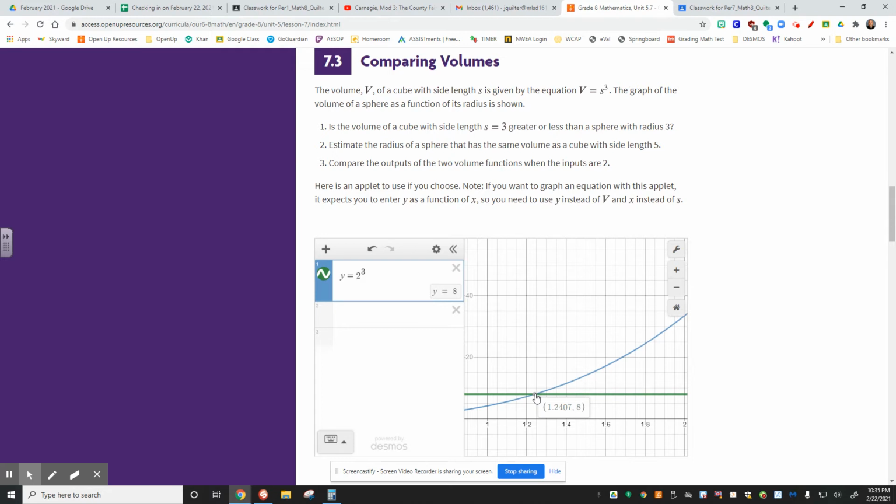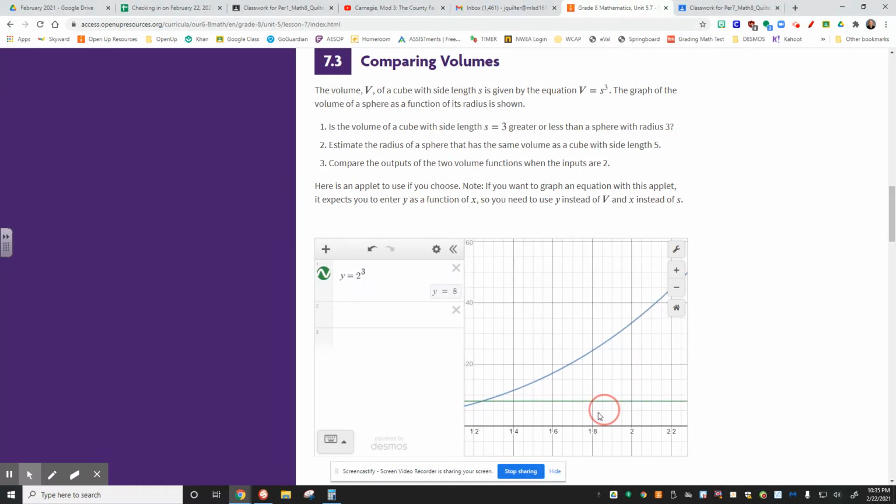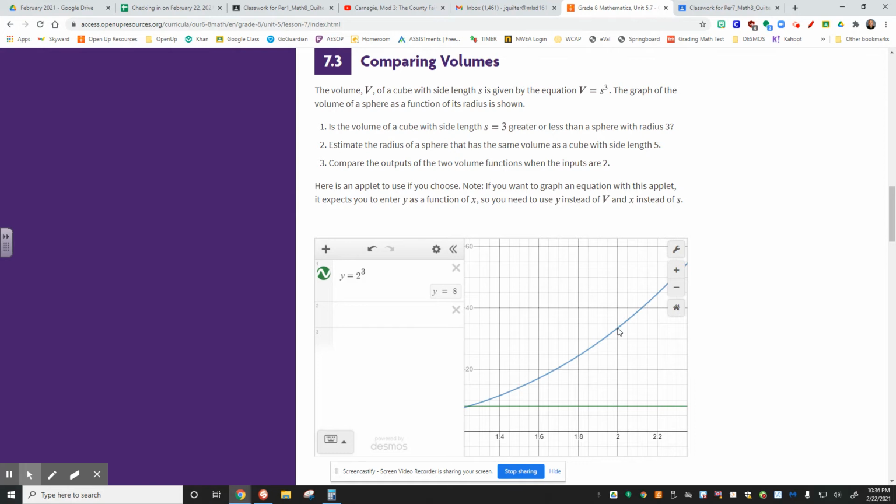Let me read this again. Compare the output of the two volume functions when the inputs are 2. So when this input is 2 for the cube, we get 8 for the output. When we look at 2 on the sphere, we get about 33 and a half or so for the output of this one, or 32 times pi divided by 3.